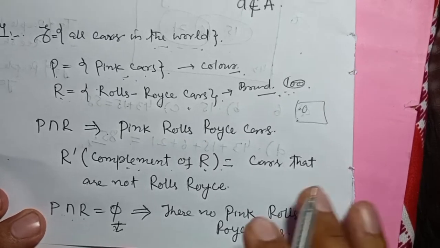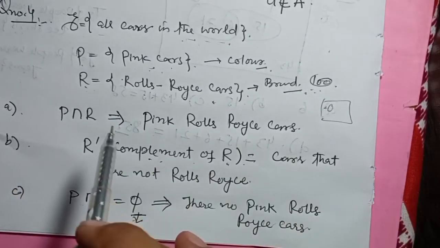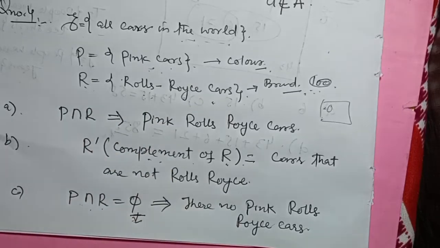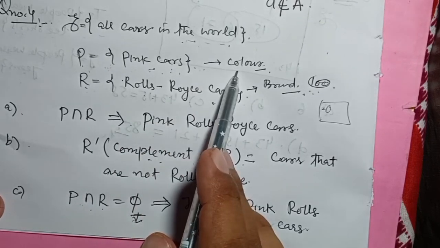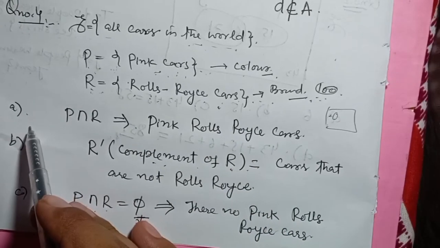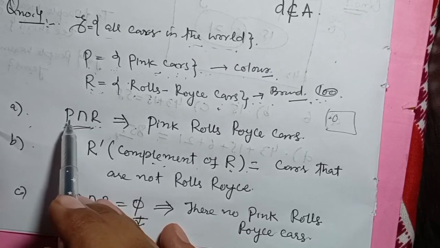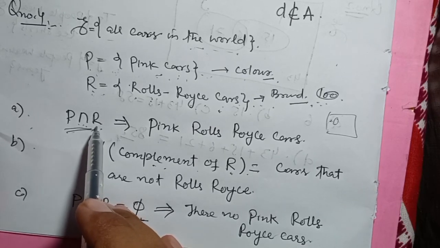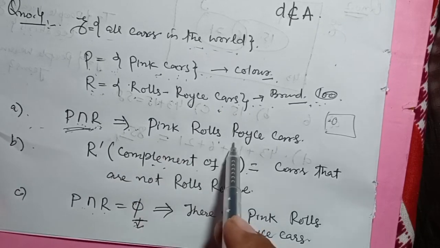Once again, I will explain question number 4. First we will understand the question. There is a universal set, that is all cars in the world. Then P represents pink cars, this is the color of the car. And R represents Rolls Royce cars, this is the brand of the car. The first part is describe the set P intersection R. This means those cars which are pink in color and the brand is Rolls Royce. So I will write the answer for the first part: pink Rolls Royce cars.